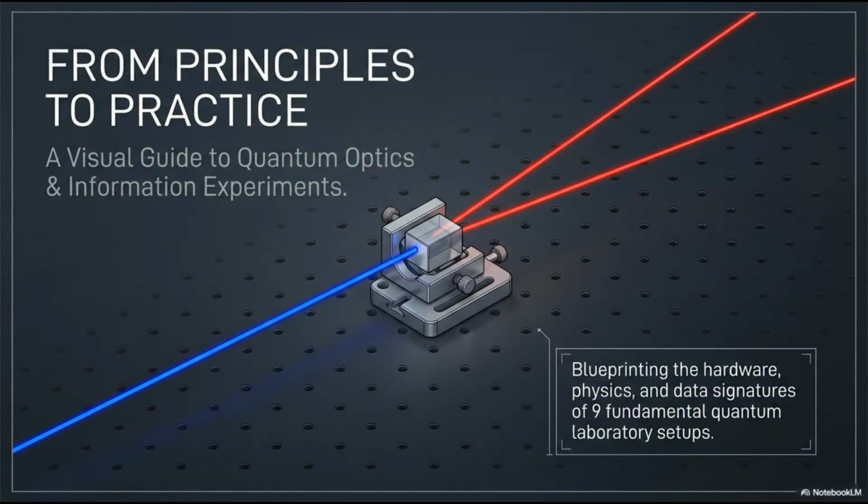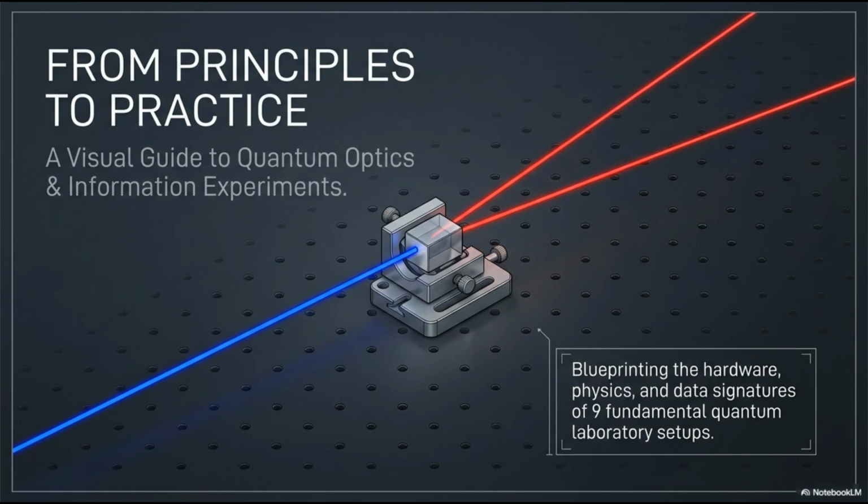This presentation is titled From Principles to Practice, a visual guide to quantum optics and information experiments. It serves as a technical blueprint covering the hardware, physics, and data signatures behind 9 fundamental quantum laboratory setups. The cover image features a nonlinear crystal mounted on an optical breadboard, with a blue pump laser being split into 2 red output beams, a visual metaphor for the experiments that follow.